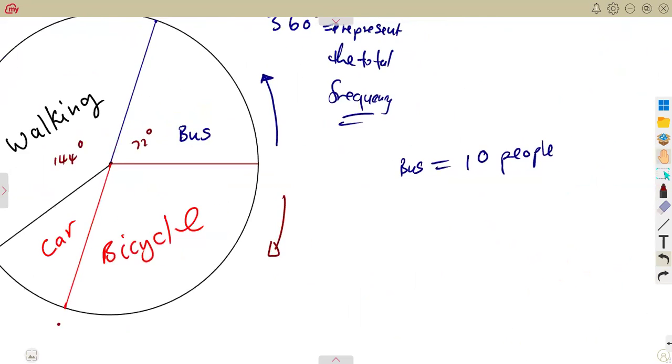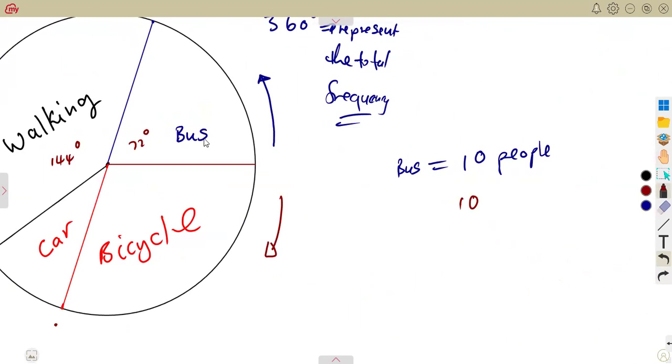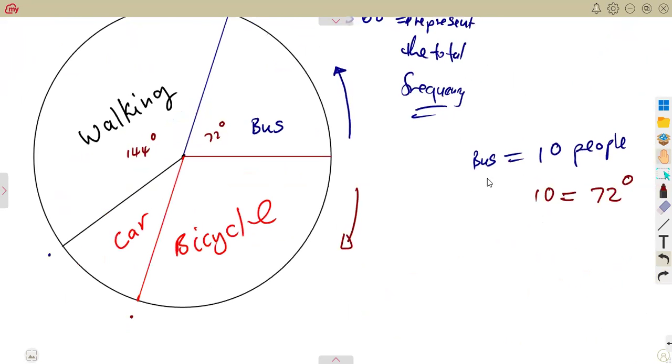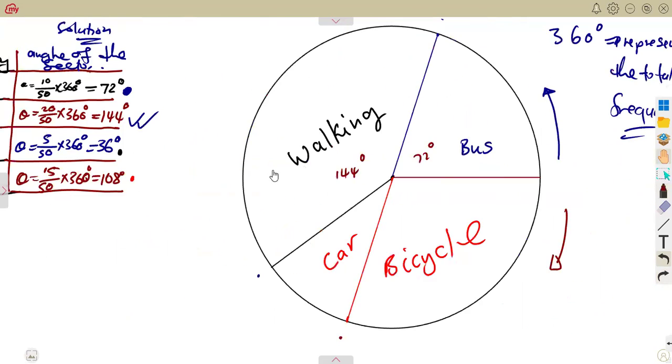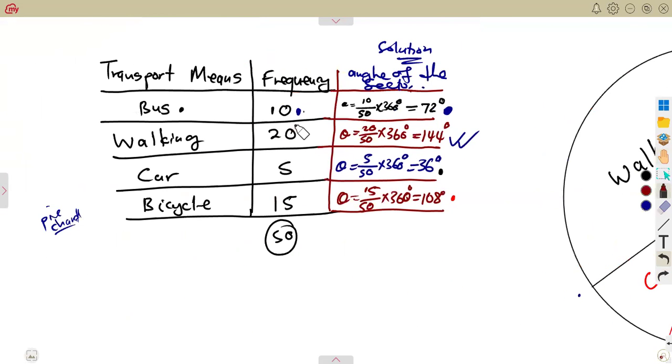You can use that as a proportion to say, okay, 10 people using the bus are taken from an angle of 72 degrees. What about those walking, who have an angle of 144 degrees? How many are they? If you calculate, 144 over 72 times 10, 144 divided by 72 is 2, then 2 times 10 is 20. We are supposed to have 20 people walking. If it is not, then it means the information is wrong. So that's 20.